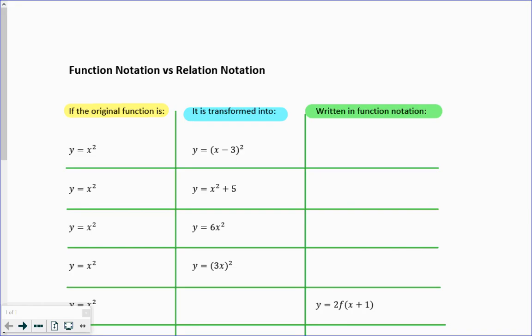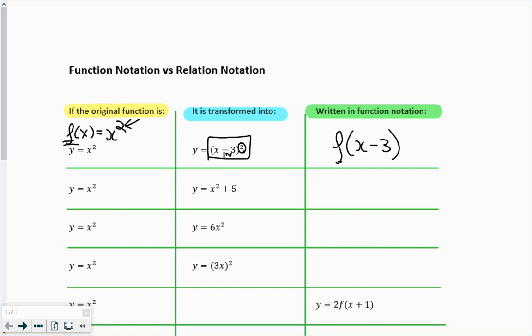So it says function notation versus relation notation. So if the original function is y equals x squared. So again, think of this as f of x equals x squared. And we're going to transform it into this. So again, notice the minus 3 is inside the function because it's being affected by the squared. So how do we write that in function notation? F of x minus 3. And again, we don't write the squared in because the f is representing the squared.